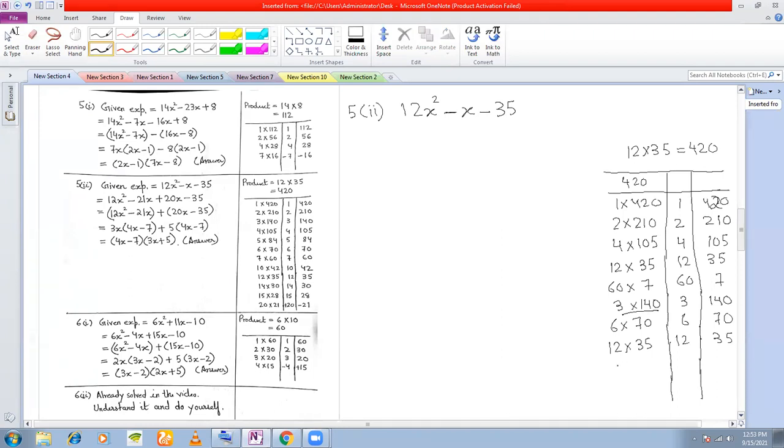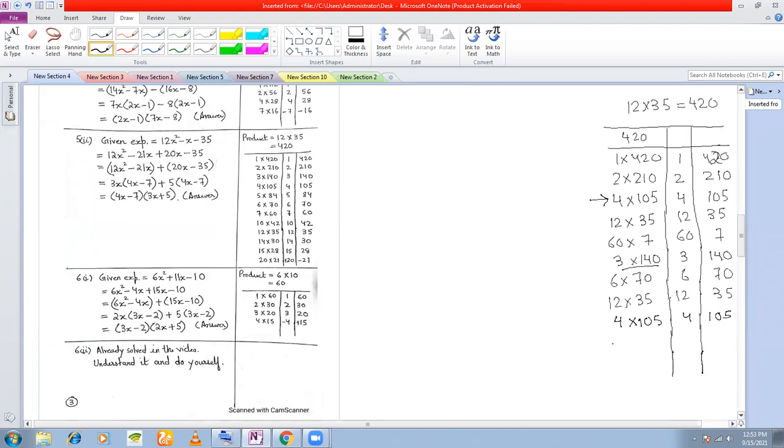So let us now try 4. 4 into 105. We have already got this factor here. So you don't need to try any other factors of 4. Next, you try with 5. 5 into 84. 5 and 84. Will they give you minus 1? No, they will not give you minus 1.